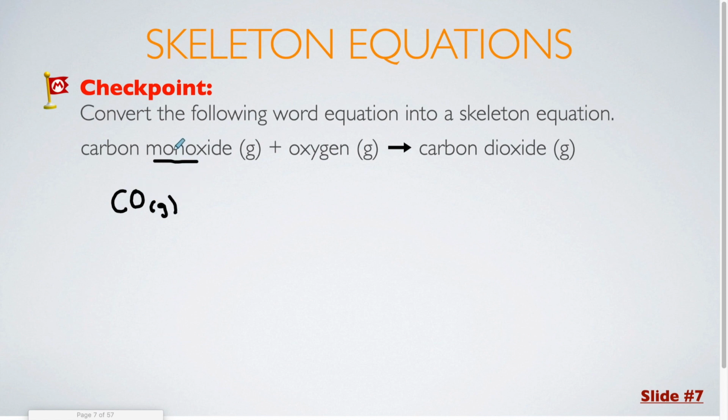So since this is a molecular compound, I did not have to cross any charges. I'm adding oxygen. Oxygen is another one of those diatomic elements, so that's going to have a 2 next to it. And then carbon dioxide. There's no prefix in front of the carbon again, so that's just 1. Dioxide, di means 2, so I have 2 oxygens this time. And I have my phases of matter for each of them.